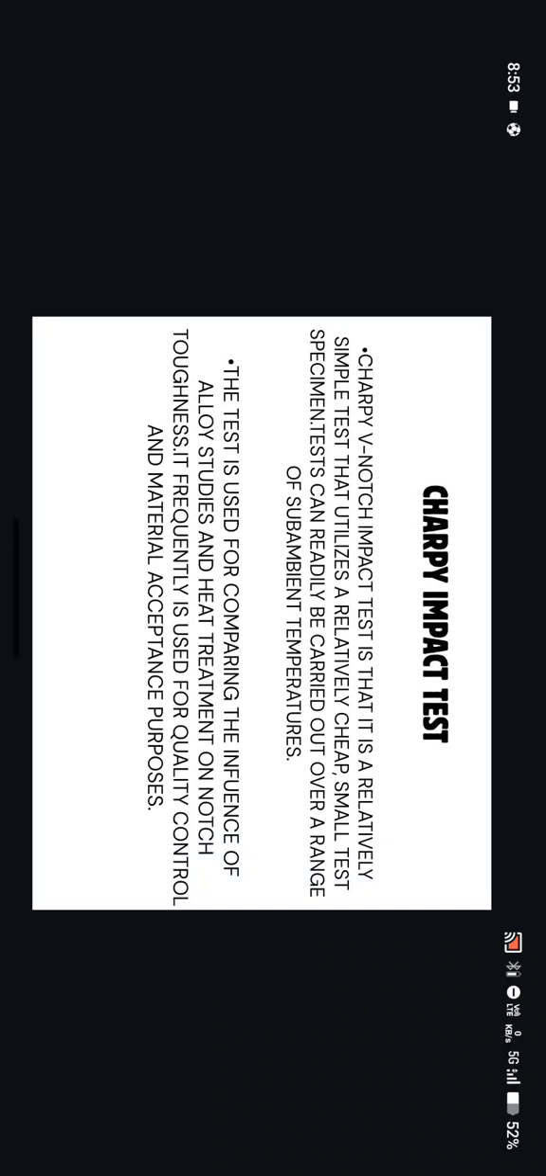On coming to the Charpy impact test. The Charpy V-notch impact test is a relatively simple test that utilizes a relatively cheap, small test specimen. Tests can readily be carried out over a range of subambient temperatures, which means lower temperatures. It is said that the test can also be carried out at very low temperatures. The test is used for comparing the influence of alloy studies and heat treatment on notch toughness. It frequently is used for quality control and material acceptance purposes.